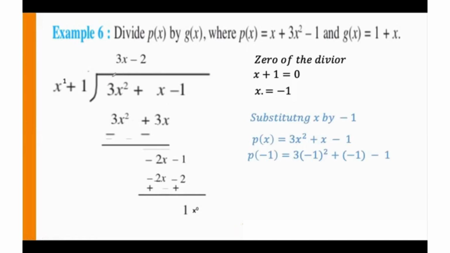So substituting x by minus 1 here, we get p of minus 1 as 3 into minus 1 square plus minus 1 minus 1. And if we solve it, we get 3 into minus 1 square is 3, plus into minus becomes minus, so minus 1 and minus 1, which will become 3 minus 2, which is 1. So you can see you get the same remainder as you get in the long division method. That's how we use the remainder theorem to find the remainder.